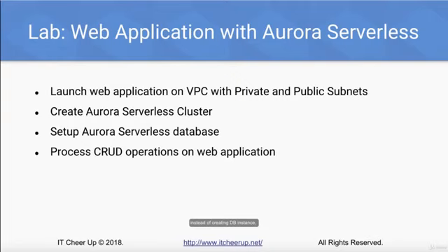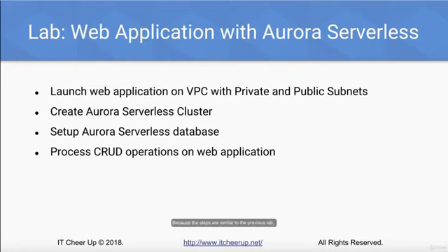Instead of creating a DB instance, we create an Aurora cluster with the Aurora Serverless option. Create a web server on an EC2 instance. Set up the Aurora MySQL database through MySQL Workbench. Install the web application on the EC2 instance. Then process the CRUD operations on the web application. After we are done with the CRUD operations, we will clean up the Aurora cluster and VPC.